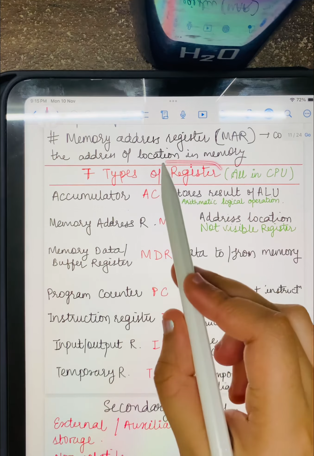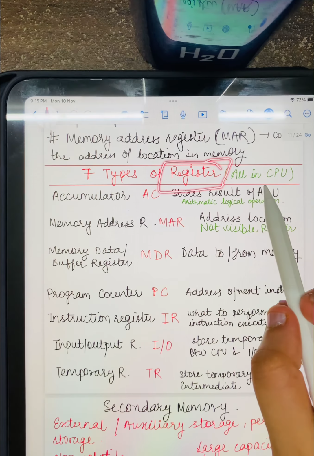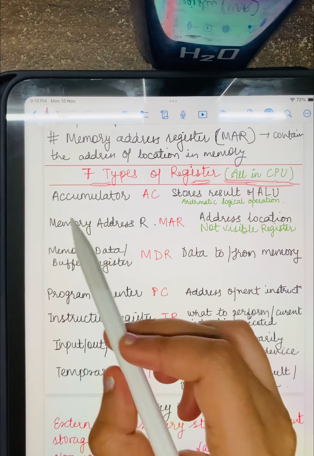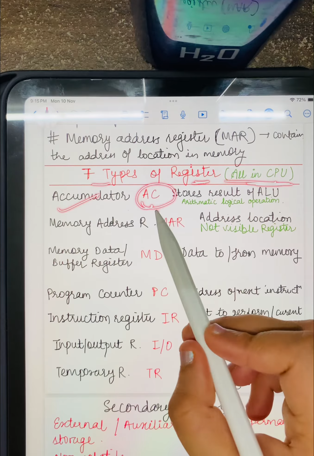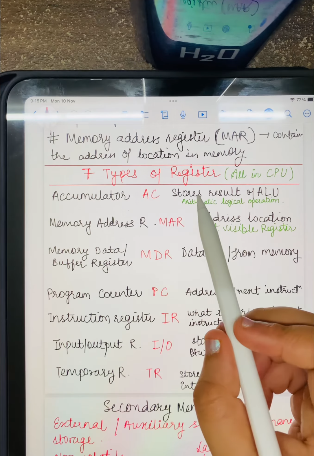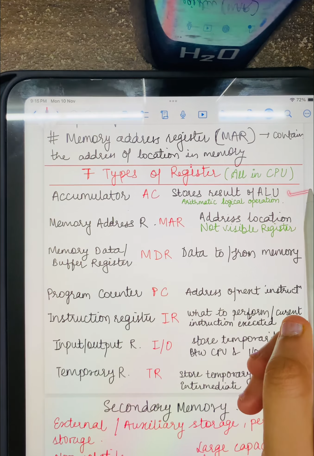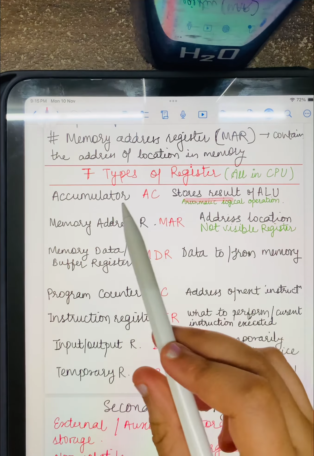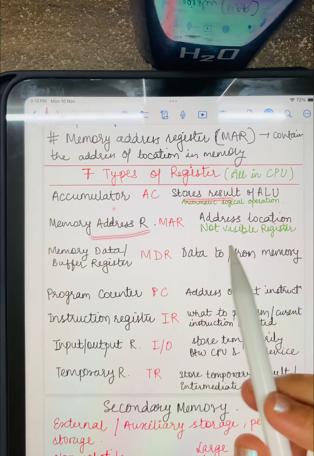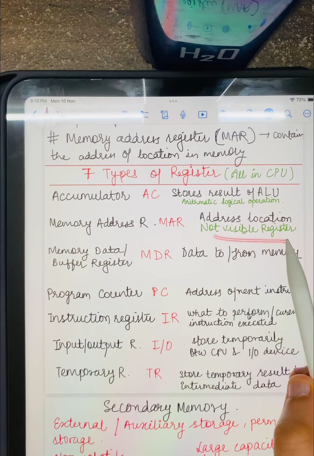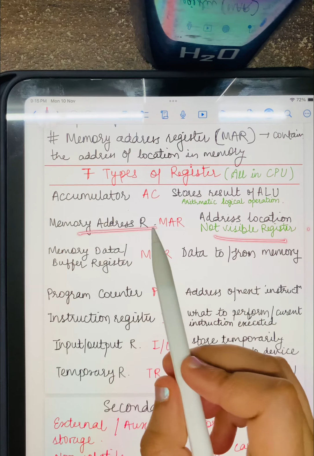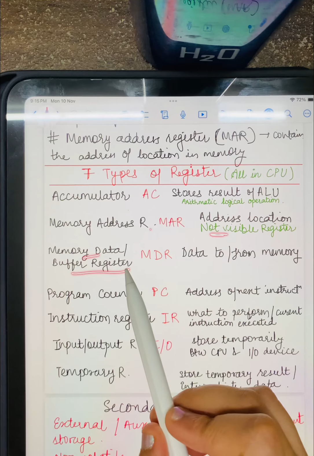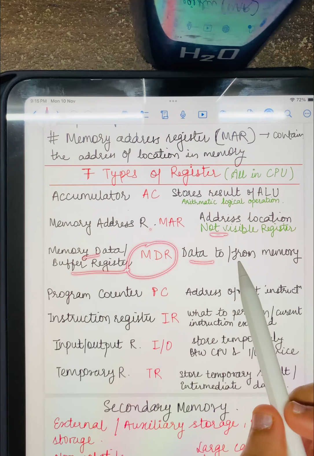So there are 7 types of registers. All of these are in the CPU because registers are in the CPU. Accumulator, short form AC. What does the accumulator do? It stores the result of arithmetic logical unit operations. Memory address register, MAR, address location, को not visible register भी कहते हैं. मेमोरी डेटा या बफर रजिस्टर, it is MDR, data to or from memory.